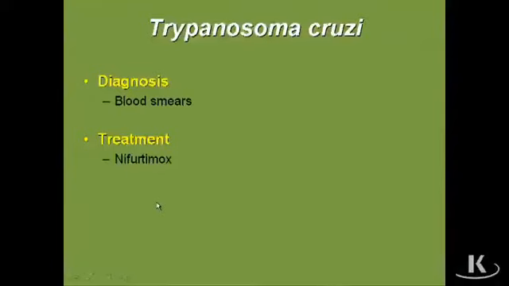So we're going to diagnose it with blood smears, and you're going to see the little trypanosome, and it is treated with the drug of choice, which is nifurtimox. So that's Trypanosoma cruzi. Keep in mind the next two trypanosomes, as well as the leishmanias, are really fairly low yield, okay, for Step 1.